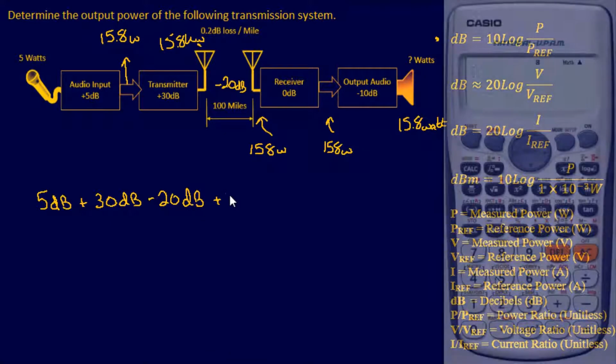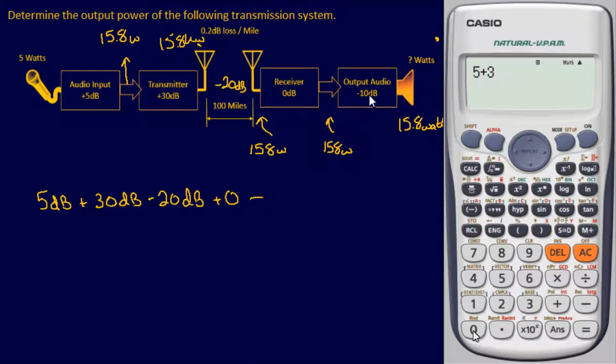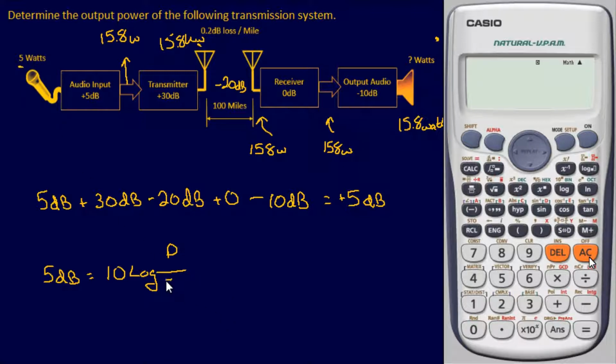And then it's going to be plus 0 minus, and this is going to be a negative 10 decibel loss. Anytime, again, negative is a loss. And we're just going to add all these together. So your whole network here, your whole system, is going to have a grand total of a 5 decibel gain. So anytime you have a 5 decibel gain, that's pretty easy. So it's going to be 5 decibels equals 10 log. And we want to know what our power is over our power reference, which our power reference is 5 watts.